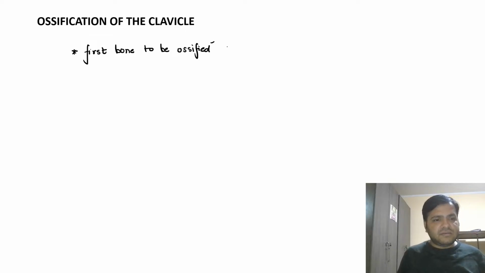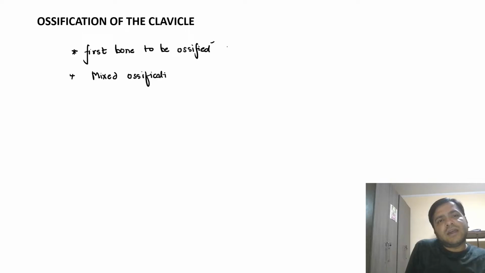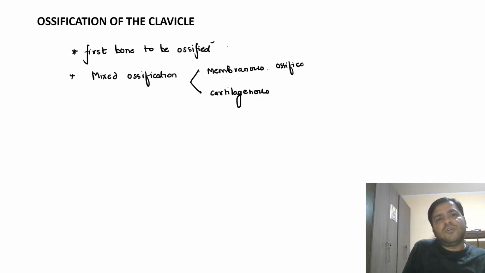Now, remember guys, if you see the clavicle, the clavicle basically shows mixed ossification. It means that the clavicle is made up of the membranous part also, and we have the cartilaginous part also, right? The cartilaginous ossification also. Now, if we talk about the membranous ossification, guys, right?